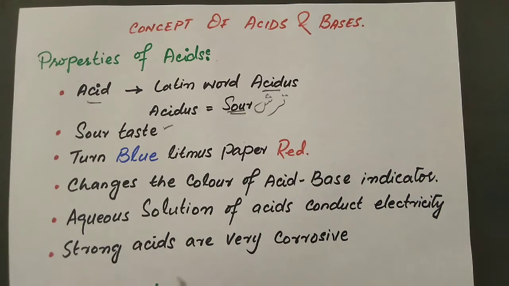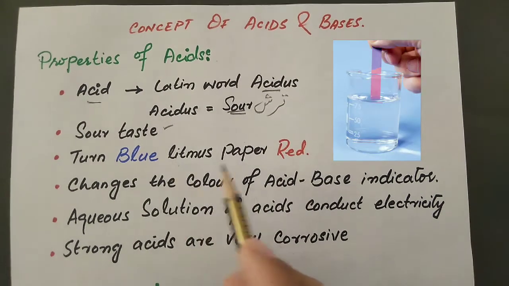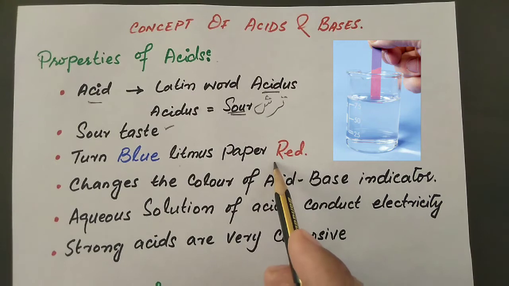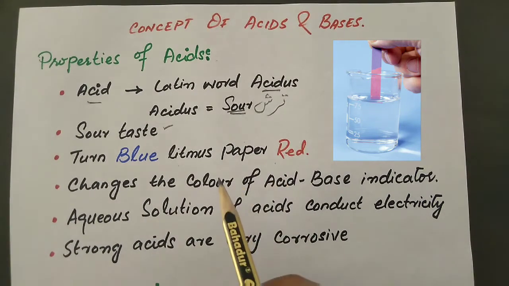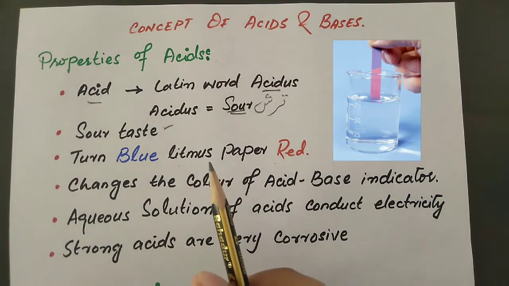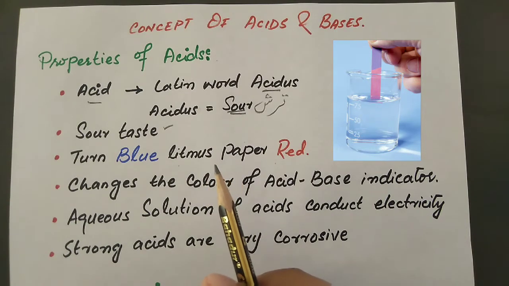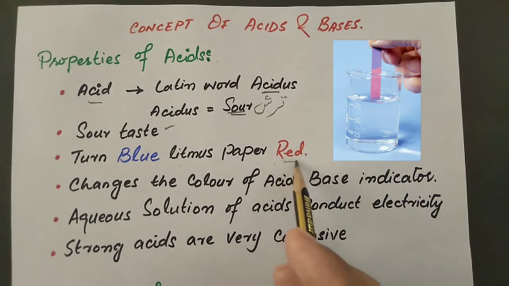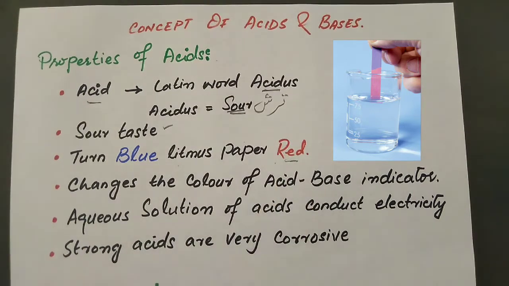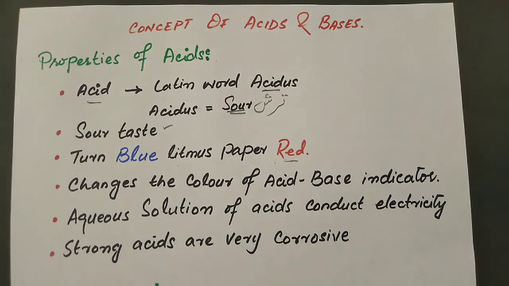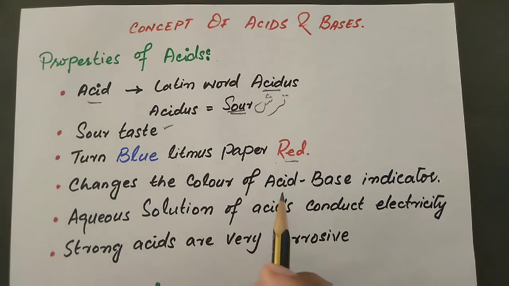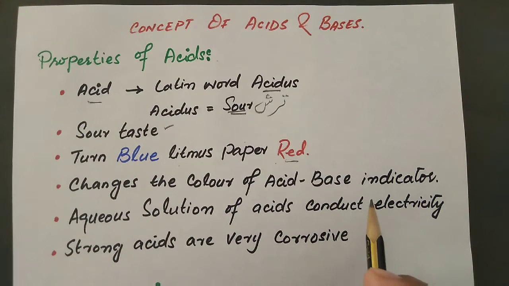Another property of acid is that they turn blue litmus paper into red litmus paper. For example, if you dip a piece of litmus paper that is blue in color into the acid, the color of that litmus will be changed to red. I am going to show this in the demonstration as well. Acids also change the color of acid-base indicators.